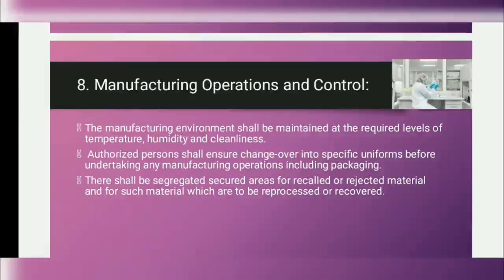Let us see more points about manufacturing operations and control. The manufacturing environment must be maintained at the required levels of temperature, humidity, and cleanliness. Next point is authorized persons must ensure change over into specific uniforms before undertaking any manufacturing operations, including packaging. And the next point is there must be isolated secured areas for recalled or rejected material and for such material which are to be reprocessed or recovered.